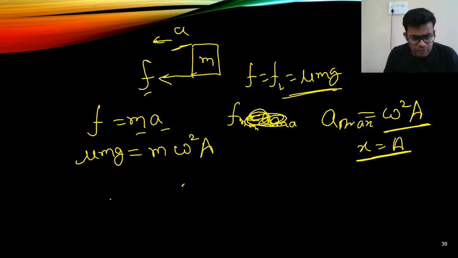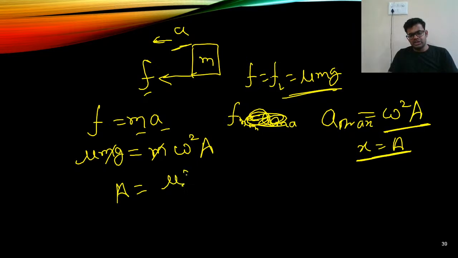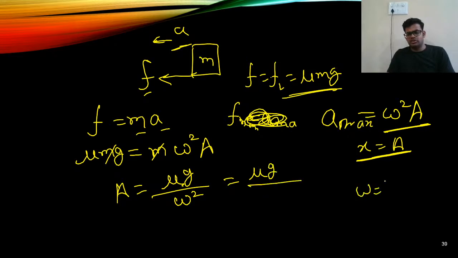I need to find the amplitude, so let us find it. Let us cancel this m with m. So A will be equal to mu g upon omega square. That's all. This is the simple answer we are getting. Let us put the value: omega is equal to under root of k by M plus m.